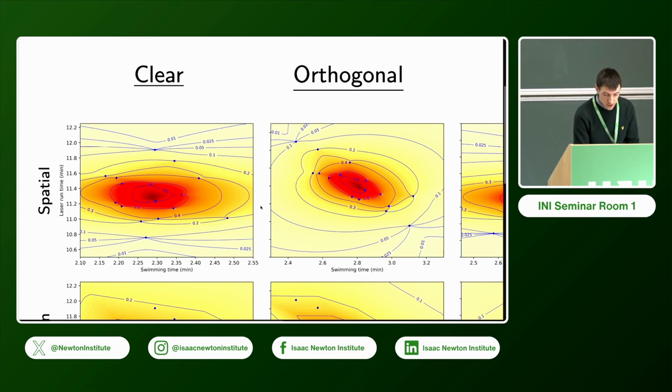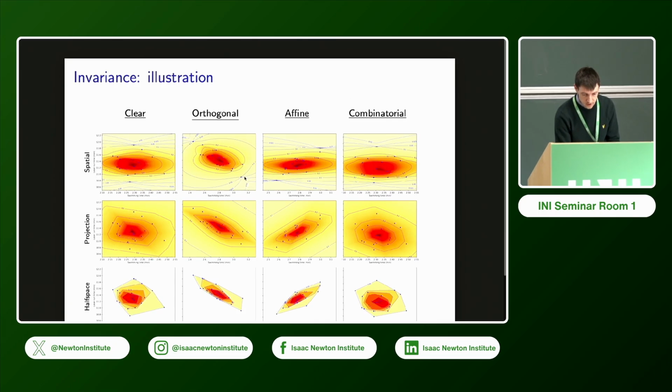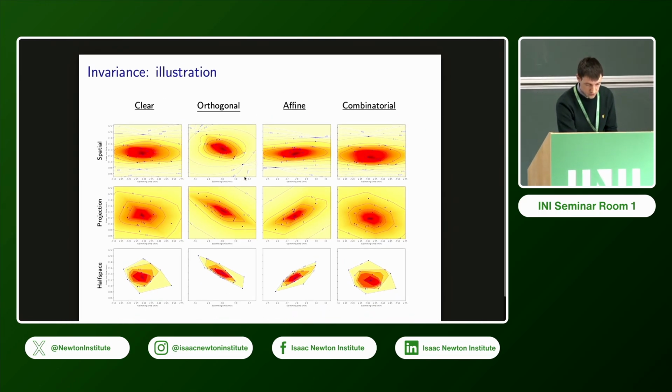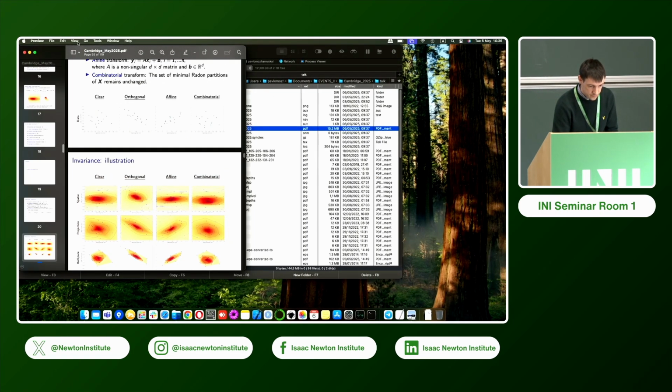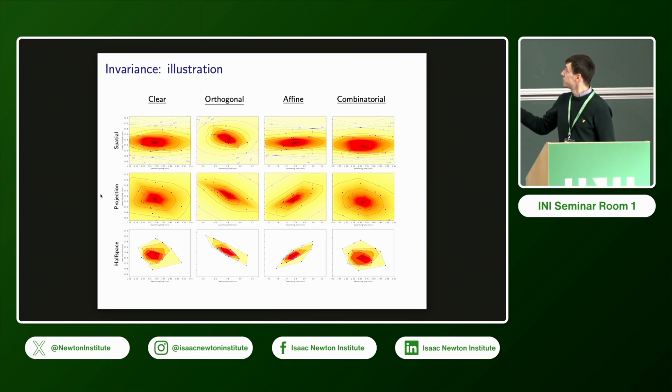On the other hand, when we now try to further modify our data, applying linear transforms and combinatorial ones, spatial depths will fail to keep the same shape of the contours. For projection depths, these three will still be more or less identical, while this one will start to differ, and half-space depths, which is even combinatorially invariant, will stay the same.